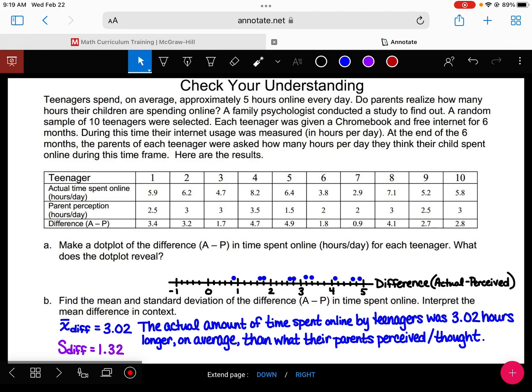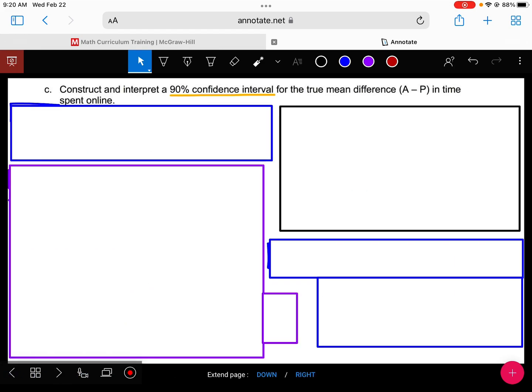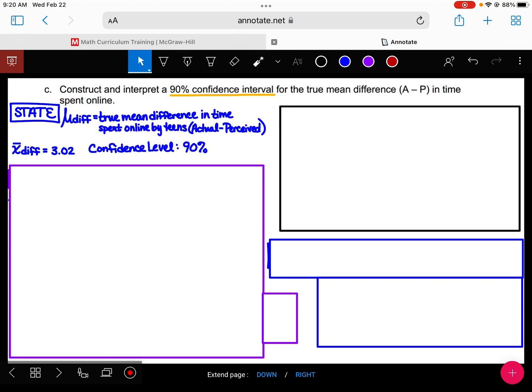Okay. So then we get down to calculating our 90% confidence interval. What are the 4 steps that we need to do when we're calculating a confidence interval? State, plan, do, and conclude. What kinds of things do we need in state? Parameter, statistic, and confidence level, yes. All right, so what is the parameter here? True mean difference in time spent online by teenagers, and you have to give me direction: actual minus perception, or actual minus perceived. What would be the name of this parameter? Mu diff. And our confidence level is 90%, and then we've got our statistics that we calculated in the previous step. We've got x bar diff, and then we also have s diff. Let me make sure that that's up here.